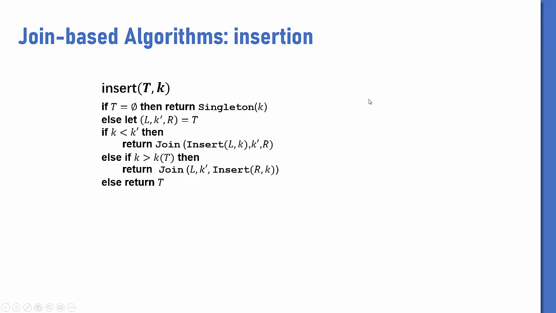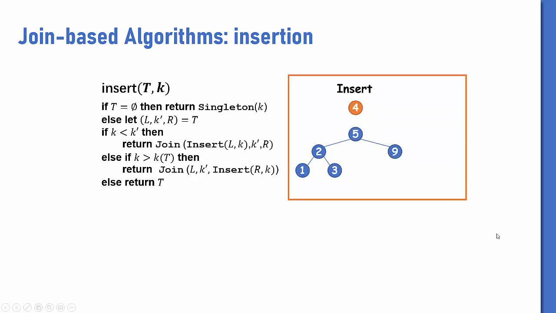So here is the algorithm, and we have an illustration here. We want to insert this 4 into this tree. The base case is when the tree is empty, so we just return the tree of the single node. Otherwise, the input key will first be compared with the root. For example, here 4 goes left, so 4 belongs to the left subtree. In the next step, we just recursively insert 4 into the left subtree. This is done by the recursive call.